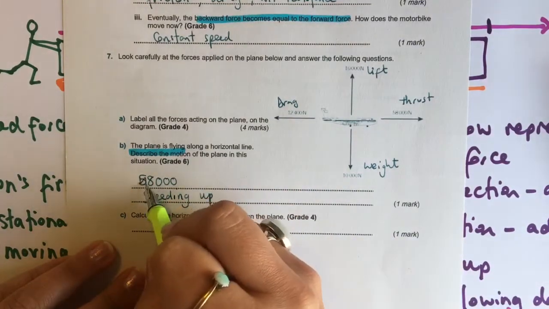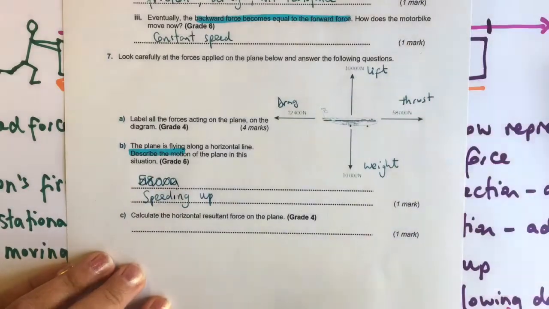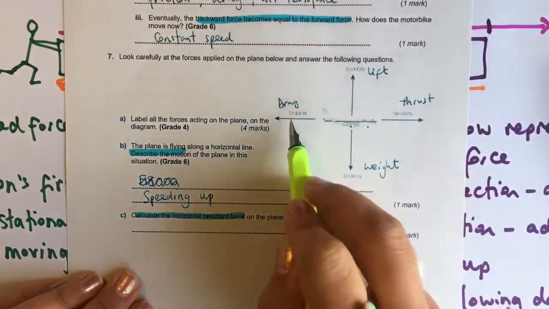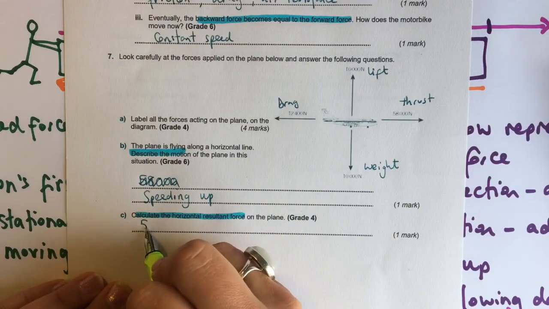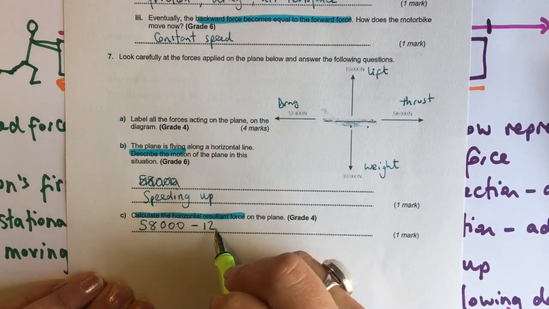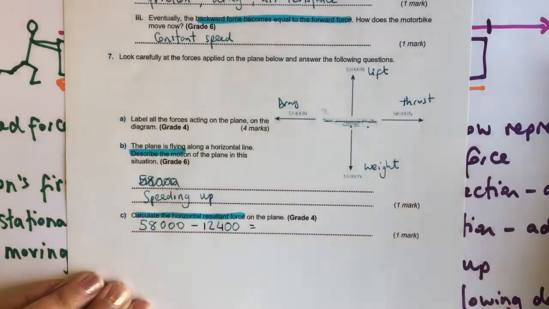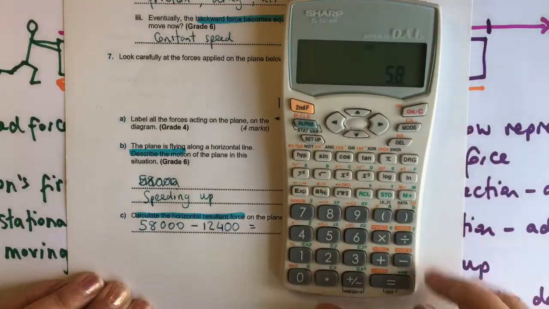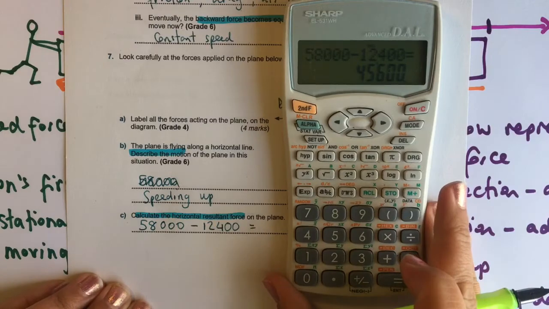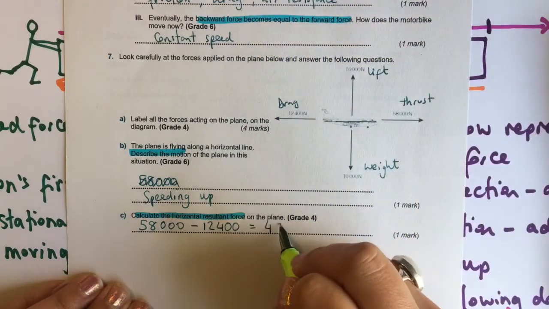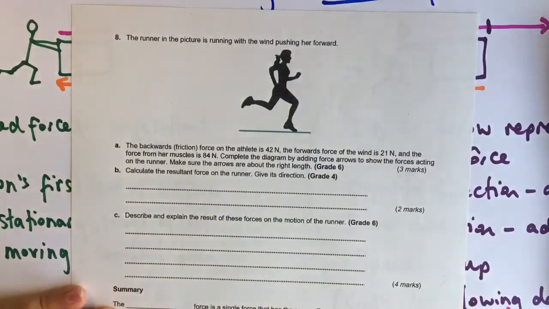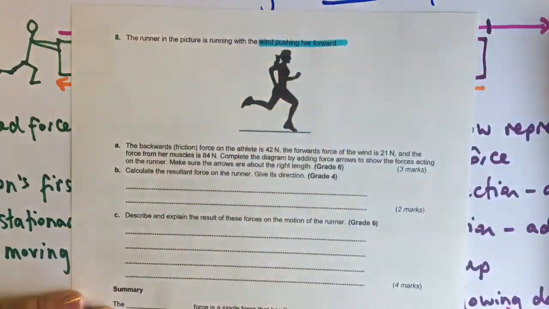I've just spotted that that's the next question. So the next question, calculate the horizontal resultant force. Well, they're in opposite directions, so we're finding the difference. So 58,000 minus 12,400 is 45,600 newtons.